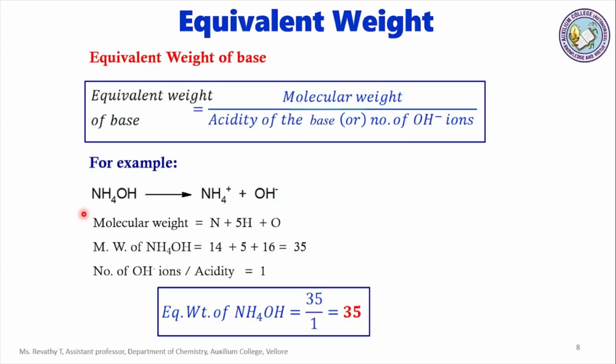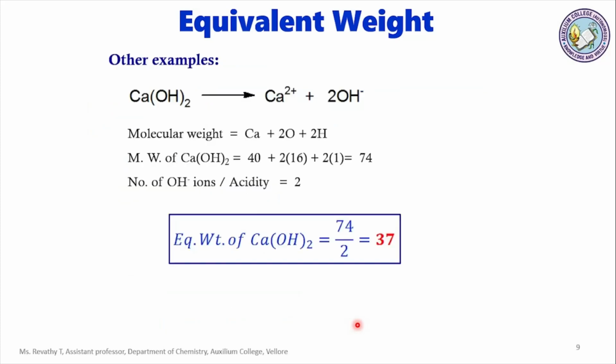Now, let's take the example NH4OH, for which molecular weight is 35 and the number of OH minus ions, or the acidity, is only 1. Hence, equivalent weight of NH4OH is 35 by 1, which is equal to 35. Using the same formula, we can calculate equivalent weight of any base.